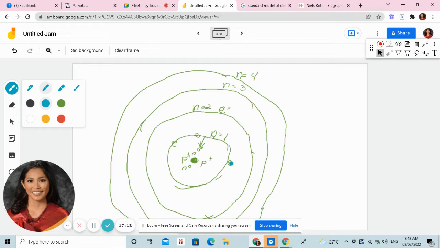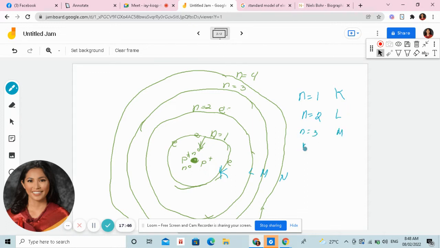The first energy level is what we call shell K. This is K, L, M, and N. So energy level 1 is known as shell K. When n is equal to 1, that is shell K. Then when n is equal to 2, that is shell L. When n is equal to 3, that is M. And n is equal to 4, that is N.